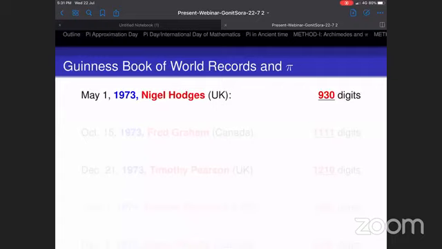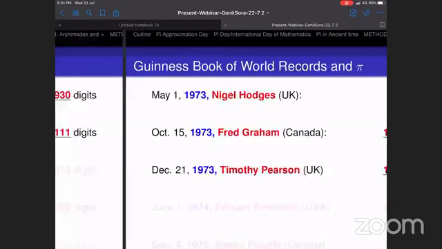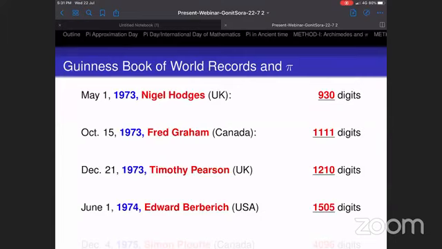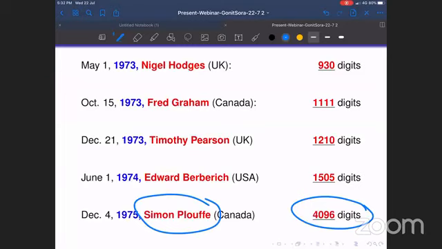In 1973, Nigel Hodges memorized 930 digits. And in 1973 itself, Fred Graham memorized 1,111 digits. Then in 1973 again, Timothy Pearson, 1,210 digits. You just see the right-hand side, how it is increasing. 1,505, then 4,096 digits. This was memorized by Simon Plouffe, the same Plouffe of the BBP formula.